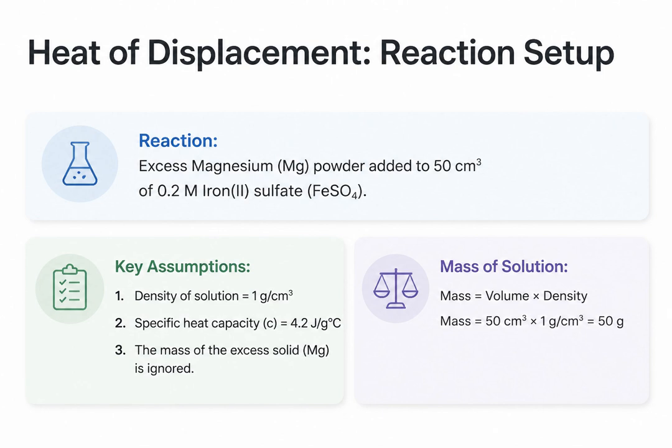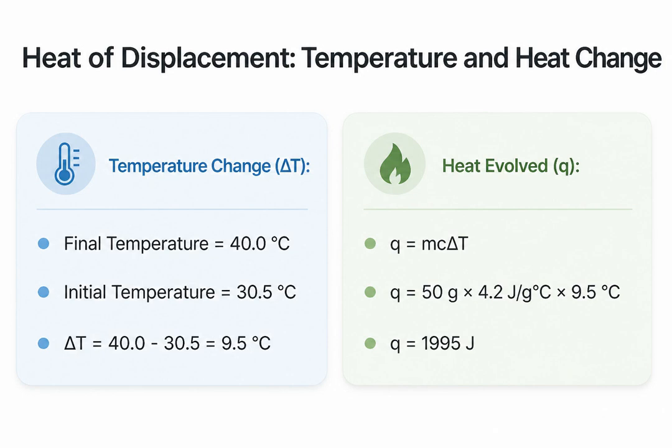Crucially, even though solid magnesium is added, it is in excess, so the solution itself acts as the limiting reagent. We ignore the mass of the magnesium powder and calculate the mass of the solution simply as 50 grams. With the mass established, we calculate the temperature change. The temperature of the mixture rose from 30.5 degrees to 40.0 degrees, giving a change of 9.5 degrees Celsius.